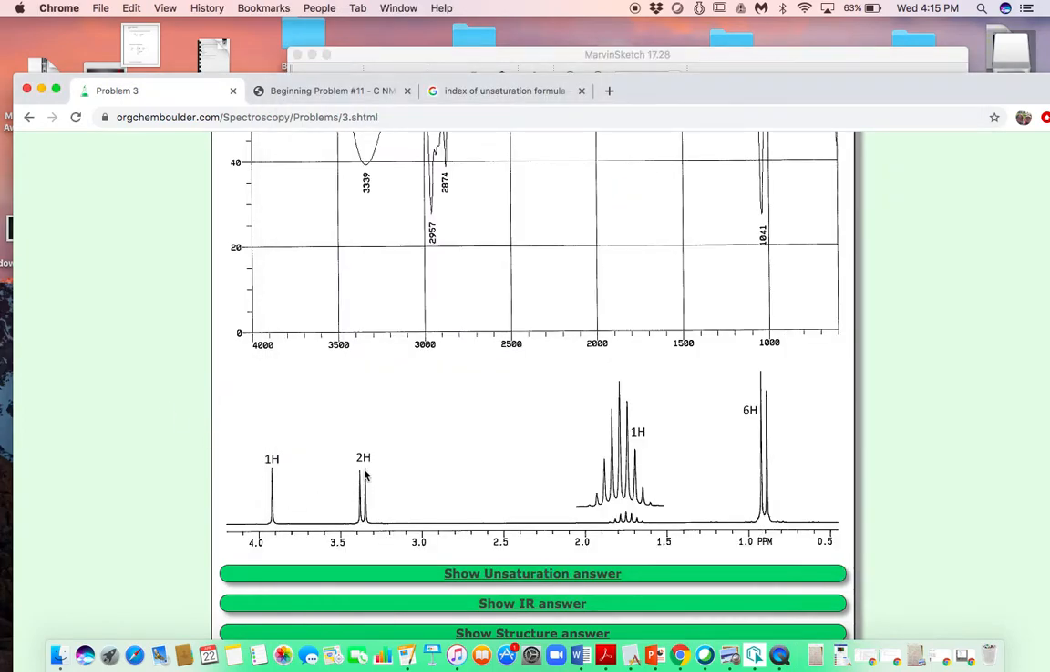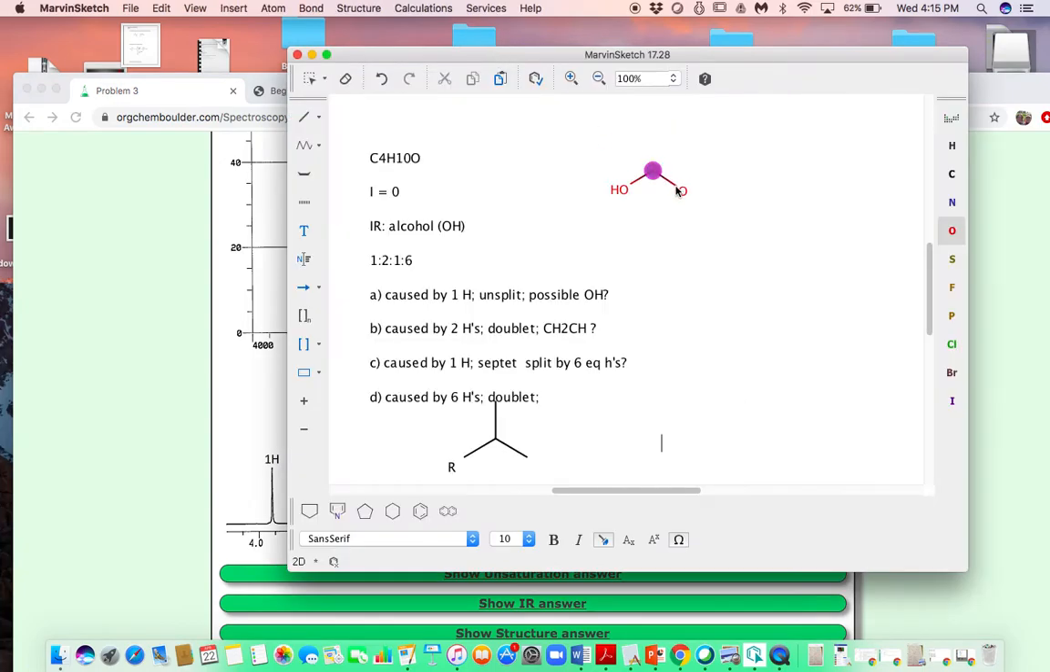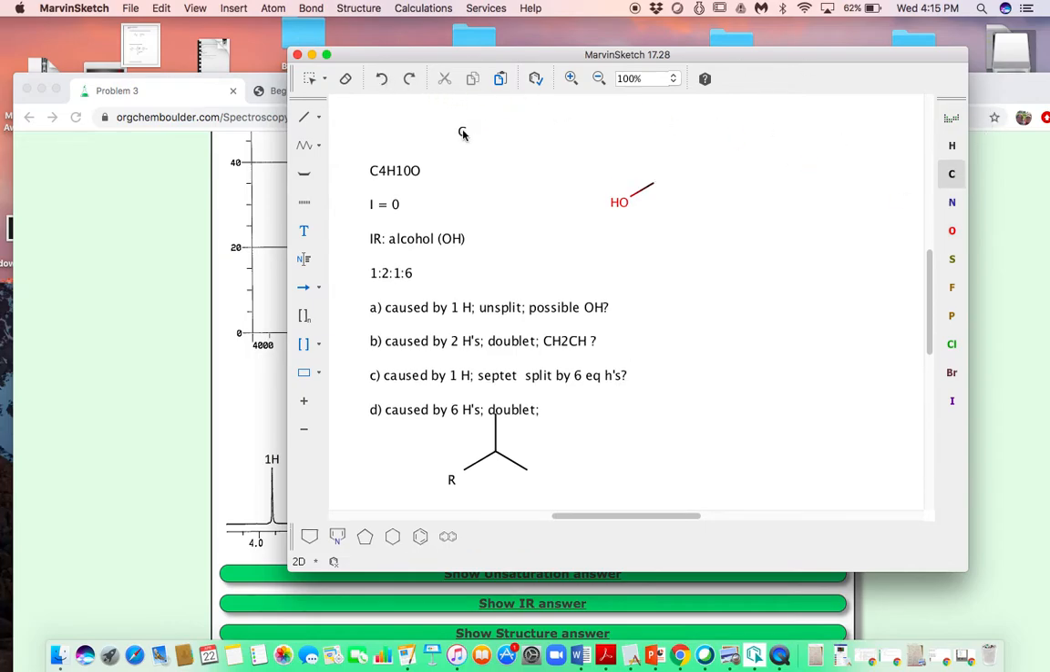And since this CH2 is split into a doublet, I think the next one is probably going to be a CH. And we thought we had that CH group next to the CH2, which we do, and also next to 2 methyls. So this would be my best guess after analysis, and I can tell you, in fact, that this is the correct answer for this one.